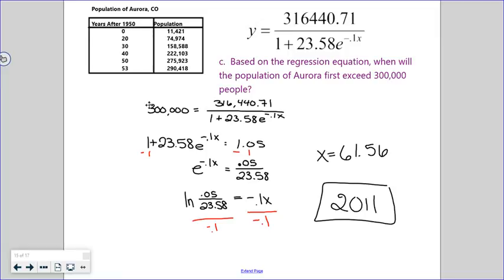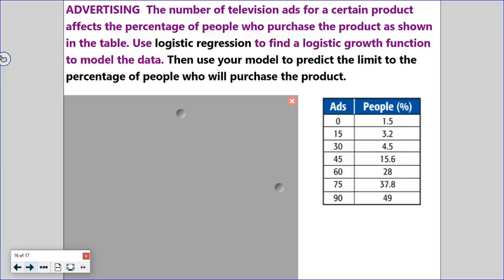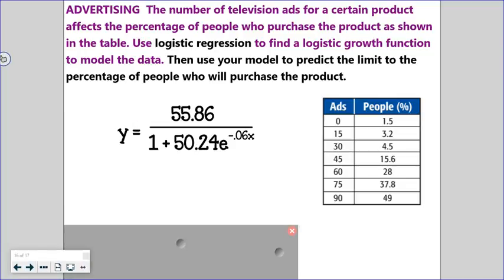Okay. We are going to look at one last problem. Guys, you are not going to have to do any work, but I want you to read the directions at it. It's on your note sheet right now. This is a problem I want to look at. It says the number of television ads for a certain product affect the percent of people who purchase the product. We've got this table. Use logistic regression. We just learned how to do that. I would type that into my list 1, list 2, go to my logistic regression. Now, let's pretend like we all did that. And we typed it in, we went to our stat plot, and we got this equation. Look how fast that went, right? And then we read the question. It says, use your model, which I did for us, to predict the limit to the percent of people who will purchase the product. What's our answer?